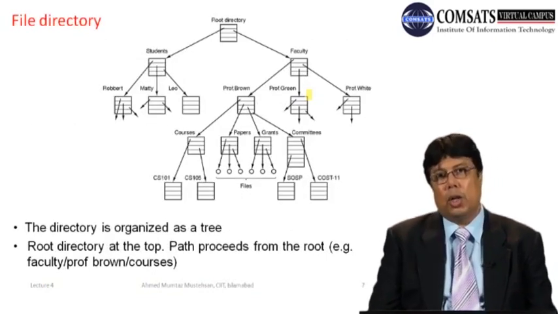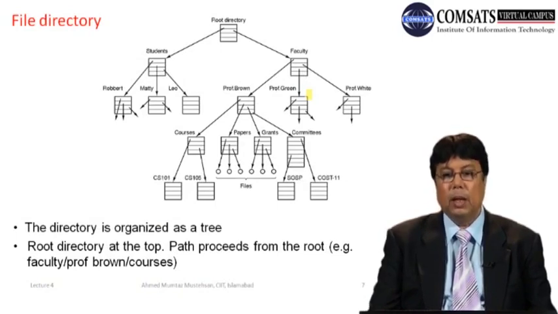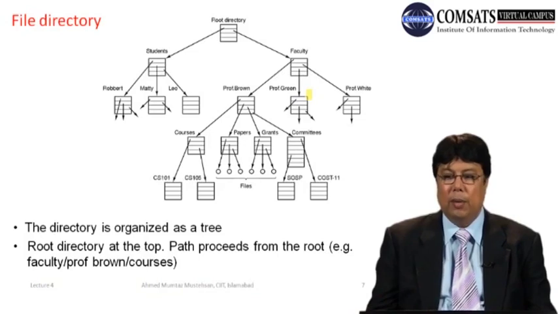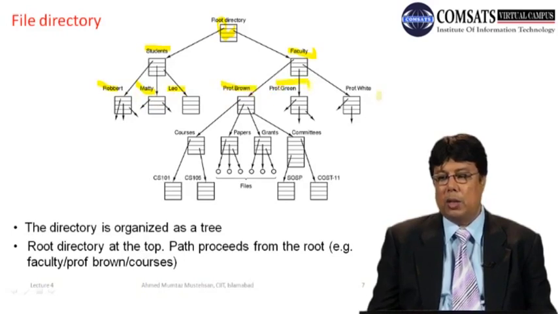This is the tree structure of the files. So you can see the root directory. This is the root directory. From the root directory, we might have the student, or we might have the faculty. The student could be then the list of the students like Robert, Matty, Rio. These are the students. Or you could have professors. Each professor has got its own directory.